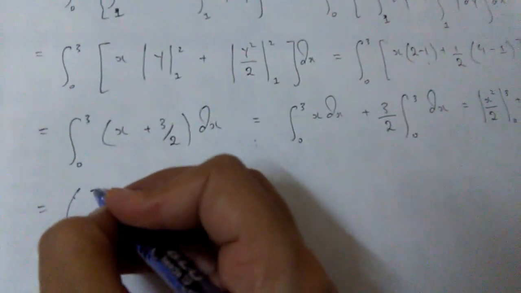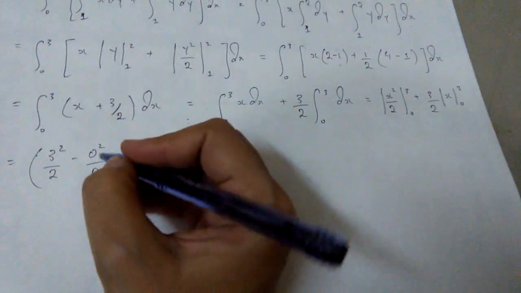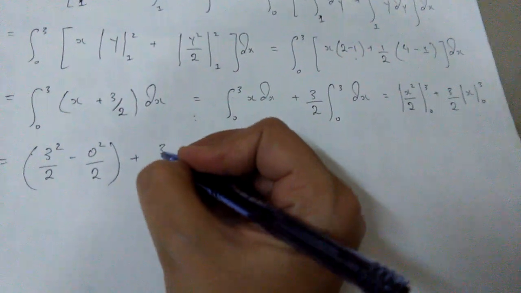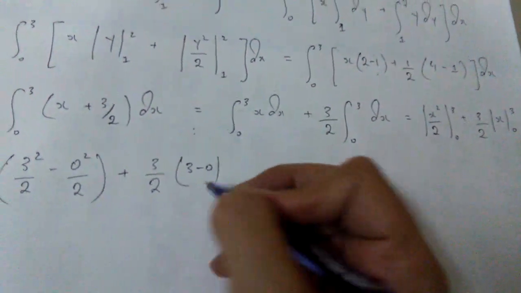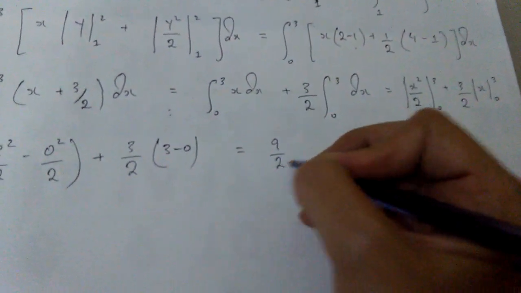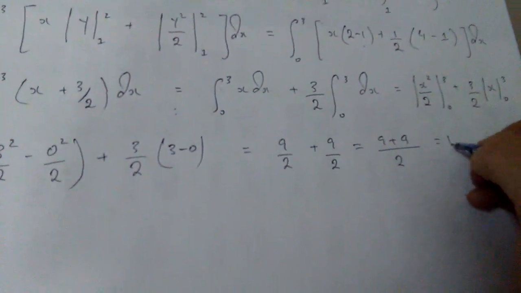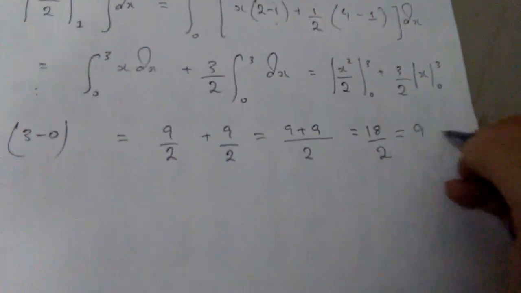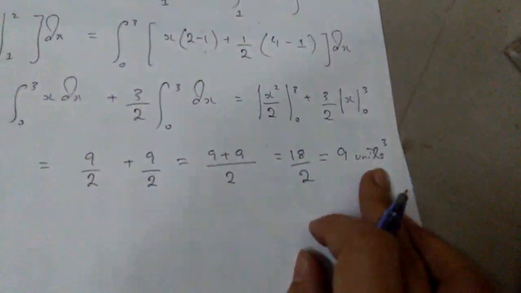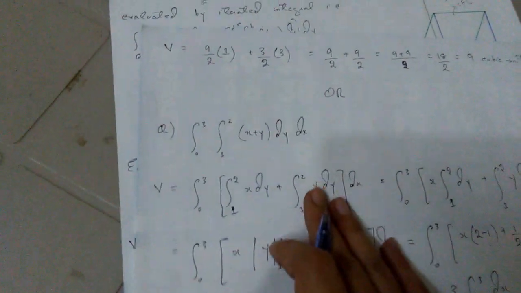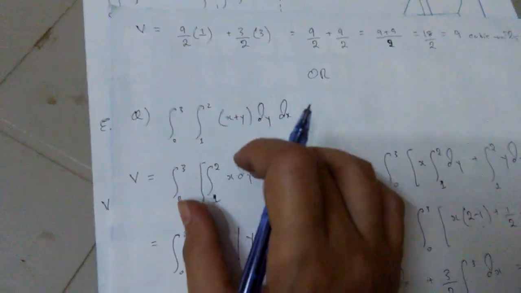So it gives you 3 squared upon 2 minus 0 squared upon 2, plus 3 upon 2, and it gives you nothing but 3 minus 0. So it is 9 by 2 plus 9 by 2, and you can see that you are having exactly the same value, 9 units cube or cubic units, whatever you want to write. So same answer you're having if you integrate the integrand with respect to x first or with y first.